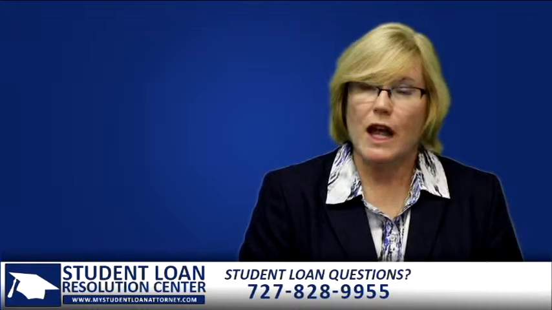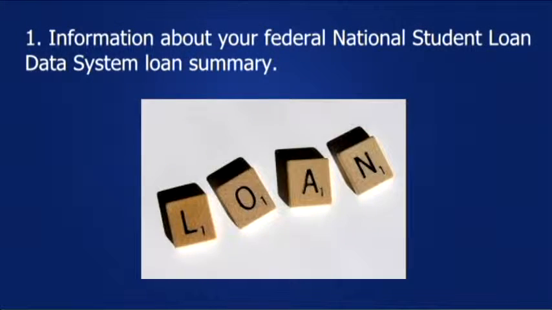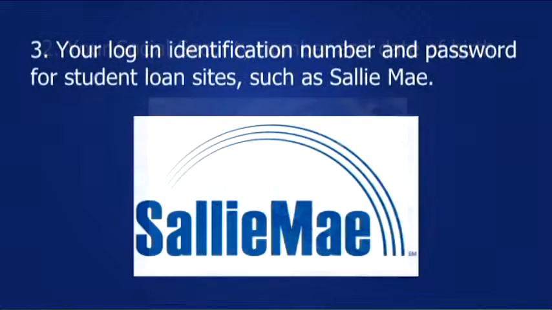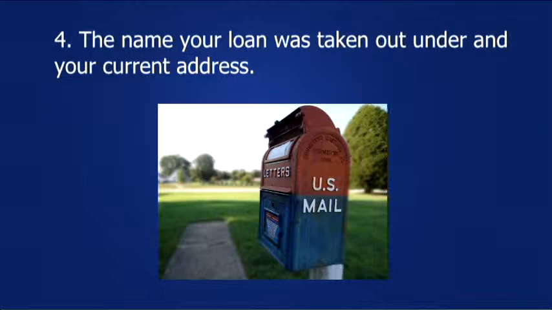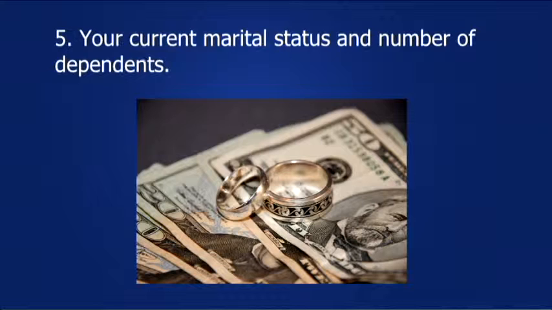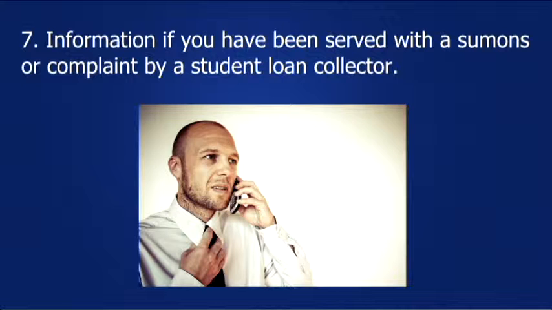The intake form is going to ask for a lot of information, including information about your Federal National Student Loan Data System loan summary, your Social Security number and date of birth, your login, identification number, and passwords for student loan sites such as Sallie Mae, the name your loan was taken out of under, your current address, your current marital status and the number of dependents, your employer, information if you've been served with a summons or complaint by a student loan collector.